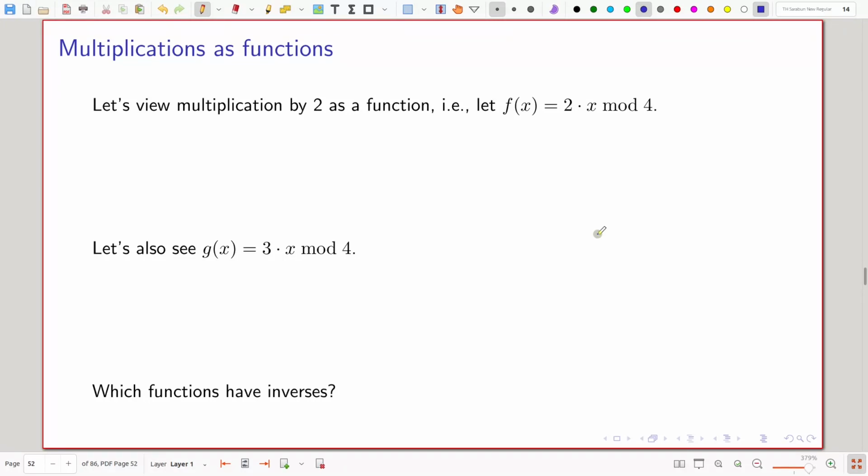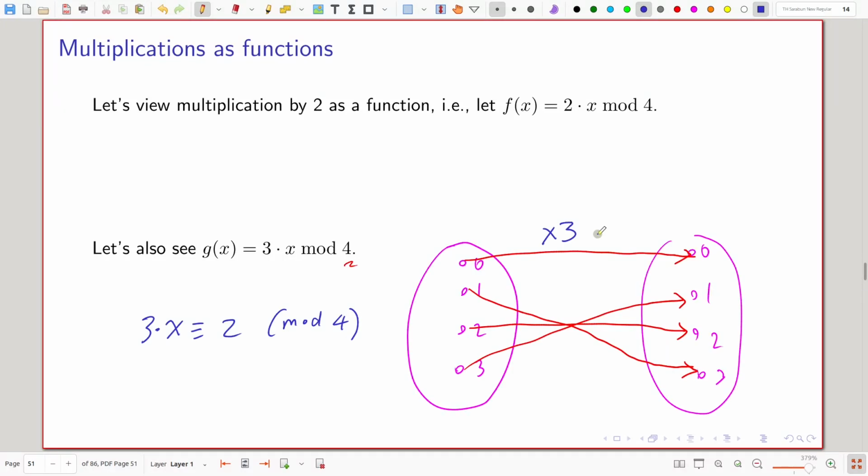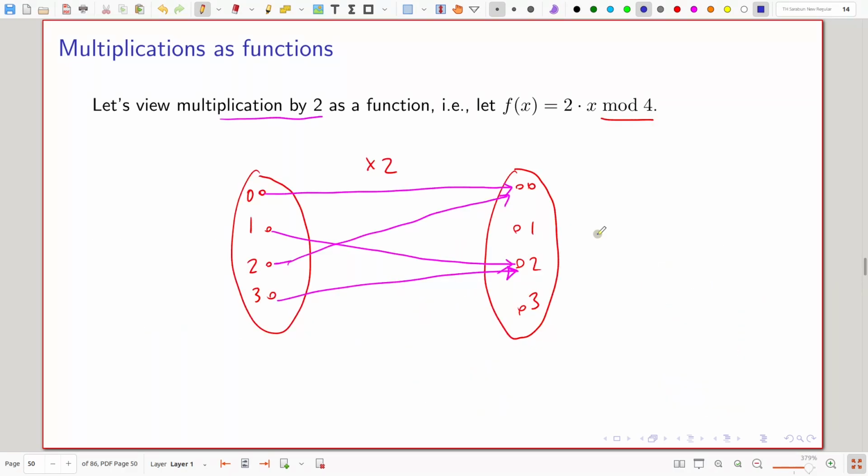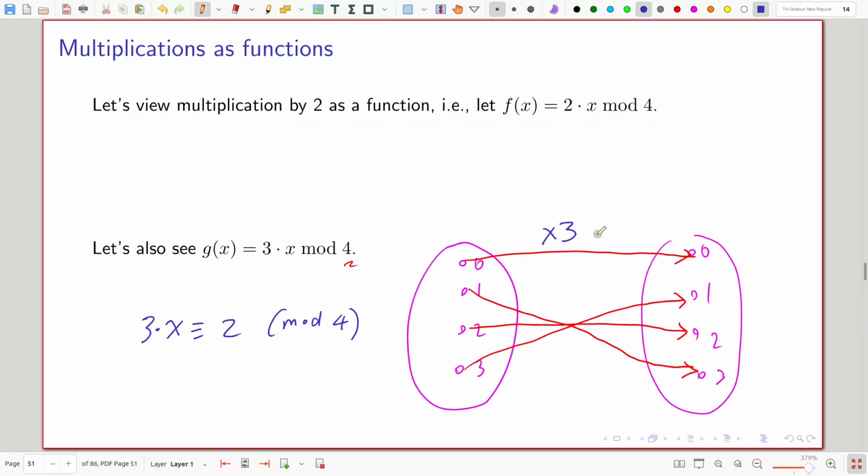When you want to go back, this is called an inverse. You know that something multiplied by 3 gets you to 1. You can go back to 3, right? So this is the inverse of this function. But the earlier function doesn't have an inverse. So if your function has an inverse, you can solve equations.